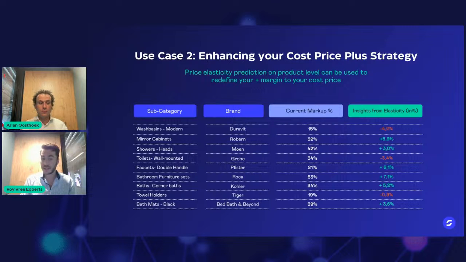Let's take the first example here. We have Duravit, and the elasticity analysis showed us it's better to decrease the prices. The current markup is 15%. Looking at the new markup strategy, we might not adopt the full 4.2%, but maybe go to 12% or 13%, lower a bit, and evaluate the impact. While for other products, let's say Roka, we see that it's better to increase the price by 7.1%. It's already a 53% markup, so maybe let's not jump straight to 60, but do it in two steps: go to 56 and then go to 60.